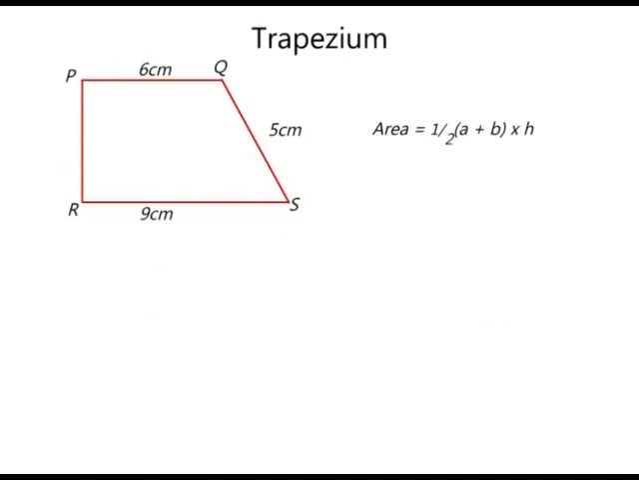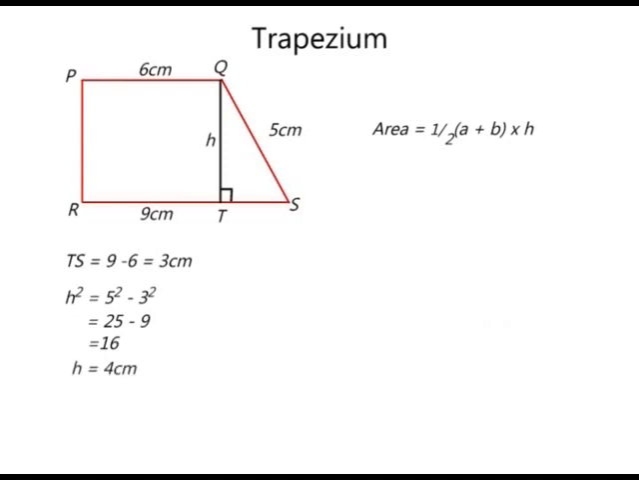Suppose we have this kind of a trapezium. We do not know the perpendicular height, but we can find it. If you drop a perpendicular here, the distance TS is equal to 9 minus 6, that is 3 centimeters. The perpendicular height has completed a right angled triangle. Using Pythagoras theorem, h squared is equal to 5 squared minus 3 squared. H squared is equal to 16 and h is equal to 4 centimeters.